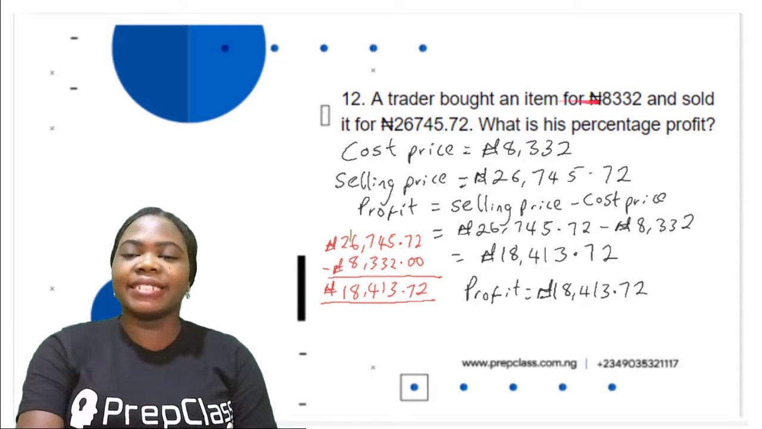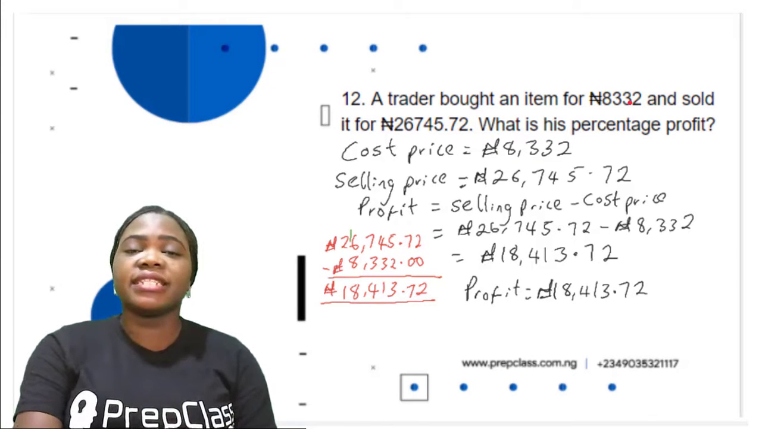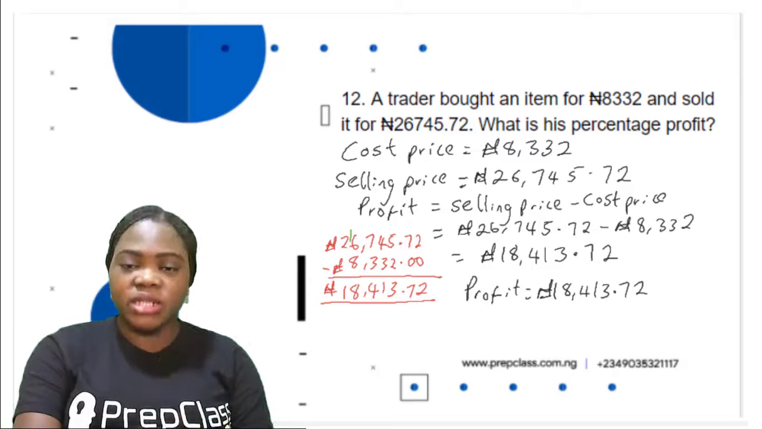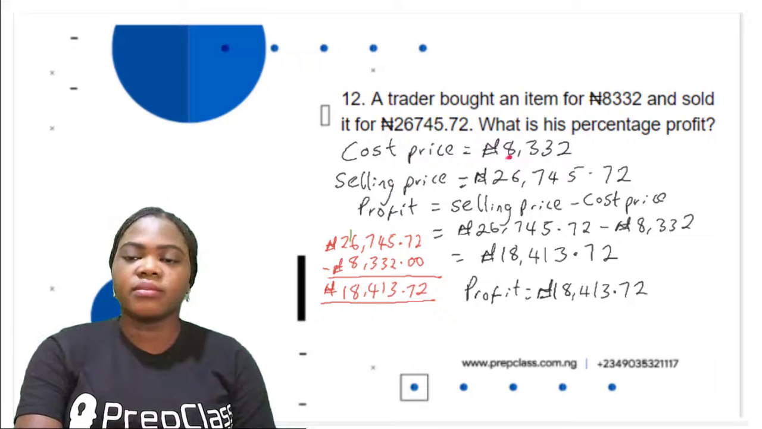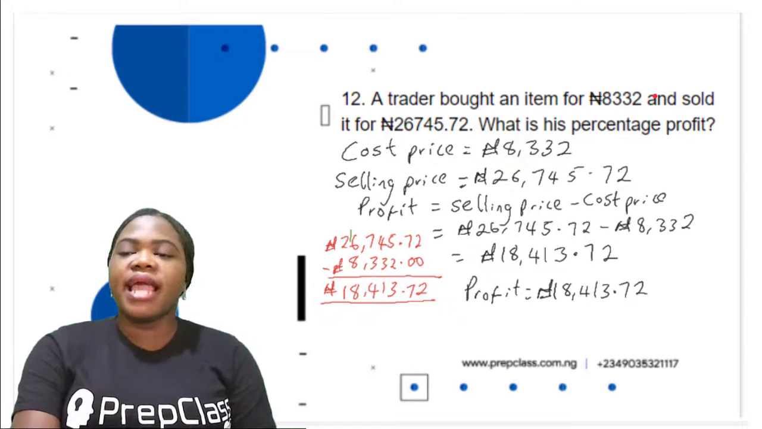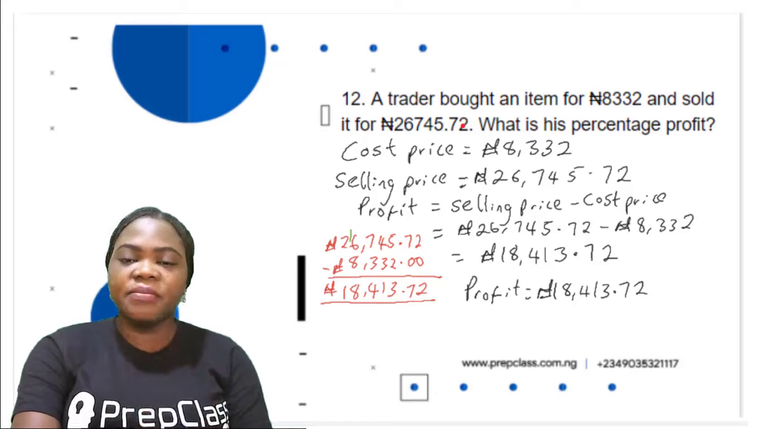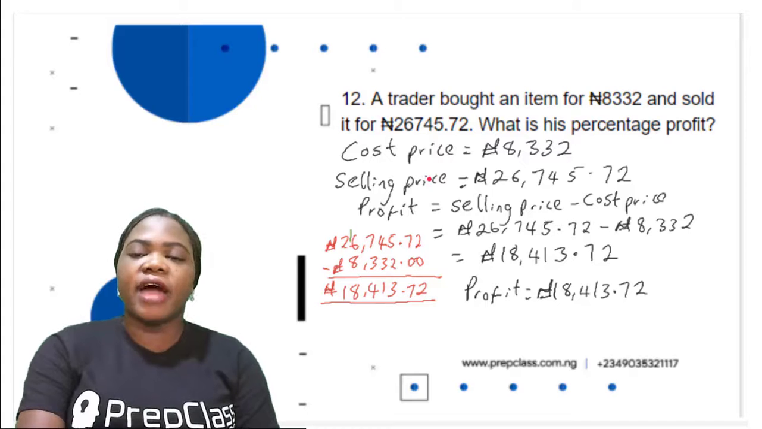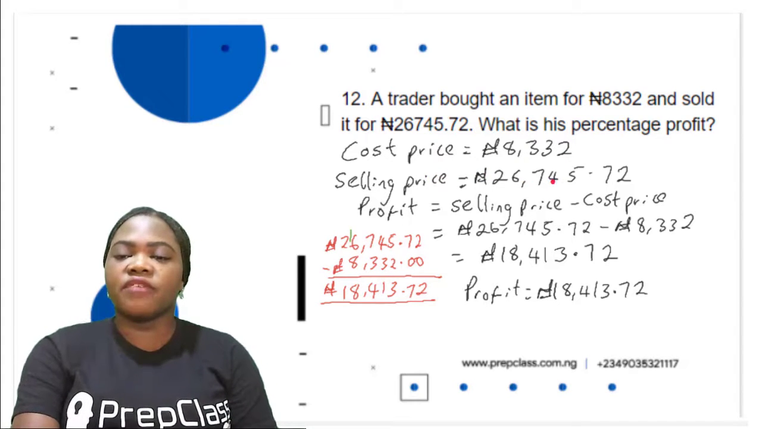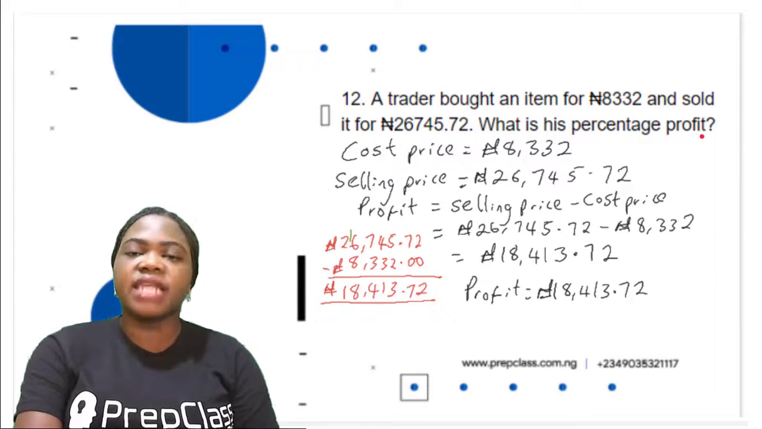A trader bought an item for 8,332 naira. So this is the cost price. The cost price is the price an item is bought. So the cost price is 8,332 naira. So let's go on. And sold it for 26,745 naira 72 kobo. So this is the selling price. The selling price is the amount an item is sold. So the selling price is 26,745 naira 72 kobo. Now the question says, what is his percentage profit?